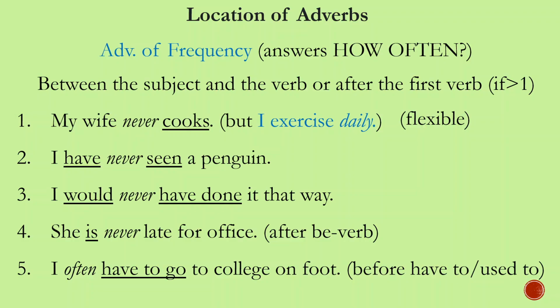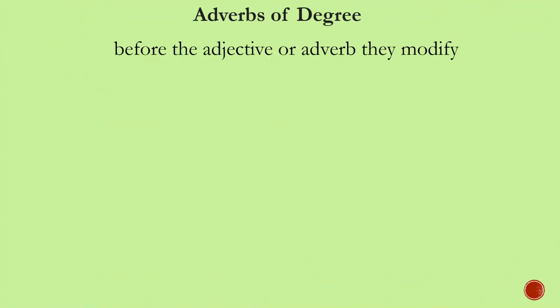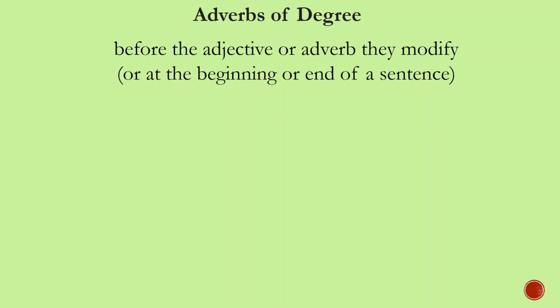Now let's look at adverbs of degree. Adverbs of degree generally come before the adjective or the adverb they modify, or at the beginning or end of a sentence. Look at the examples here. The boy runs quite fast. Here, the adverb of degree, quite, comes before another adverb that it modifies, that is, fast.